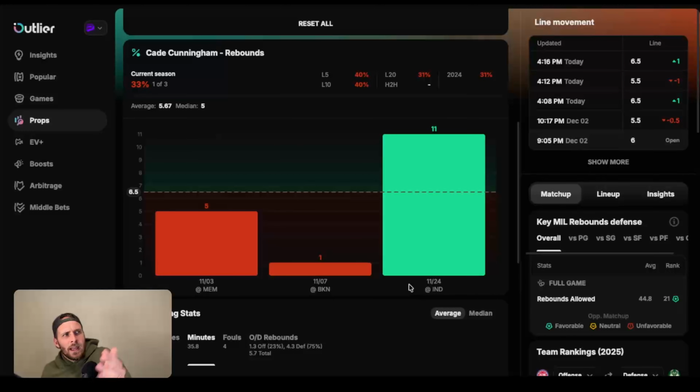He's gone from hitting 80% of the time over his last 5 to now only hitting 33% of the time. I don't feel as confident in this play anymore. So instead of asking how has he done in his last 5, you are now asking the questions that actually matter. How does he perform under these said conditions? And that is the difference between surface level research and actual predictive research.